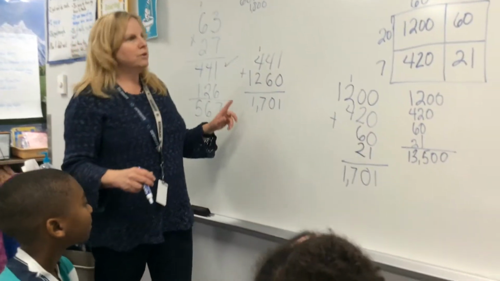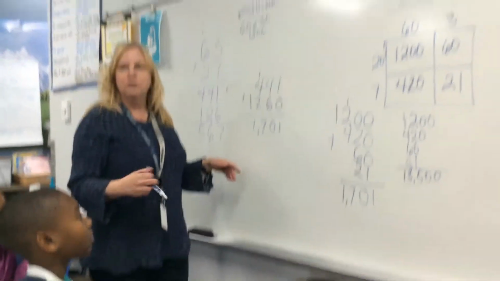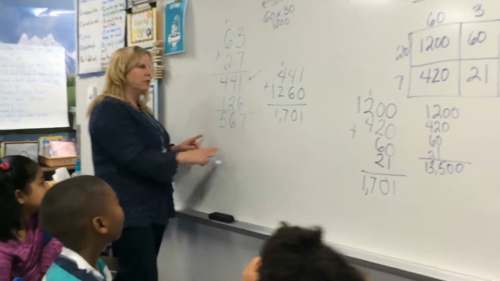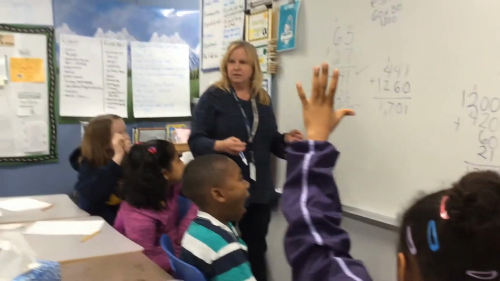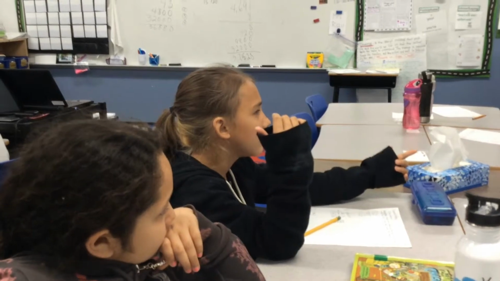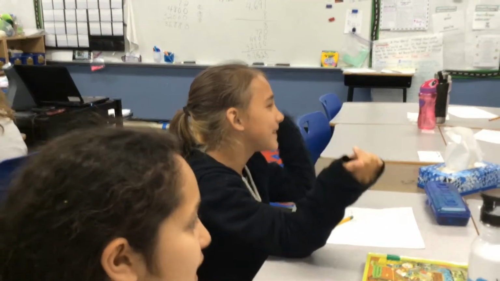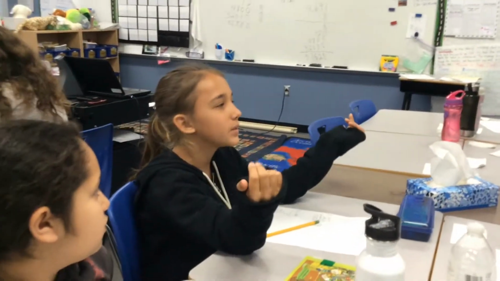But we need to make sure we're explaining why this person made an error. So when we're going back to this one, how would we explain what error they made? What do you think, Melania? So when they were timesing 6 and, what's another word for times? Multiplying. 6 and what was it? 20. Yeah, 6 and 20.